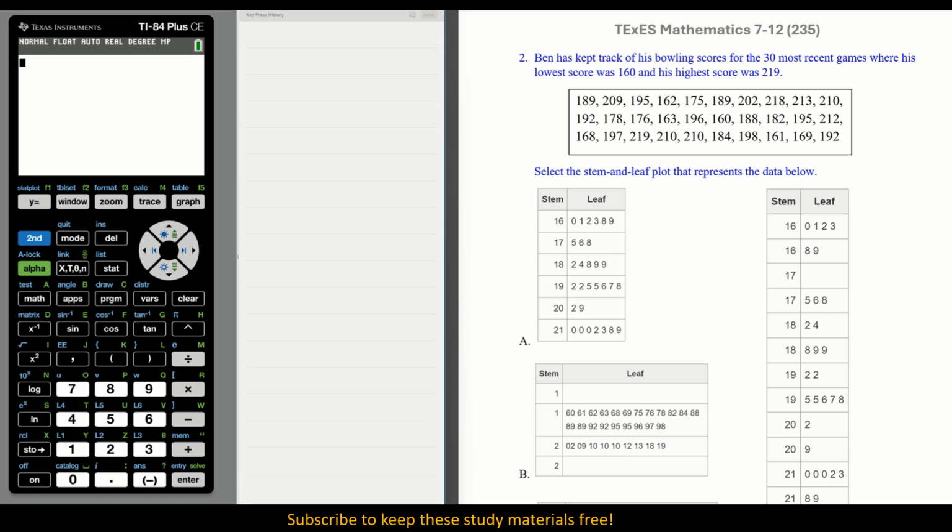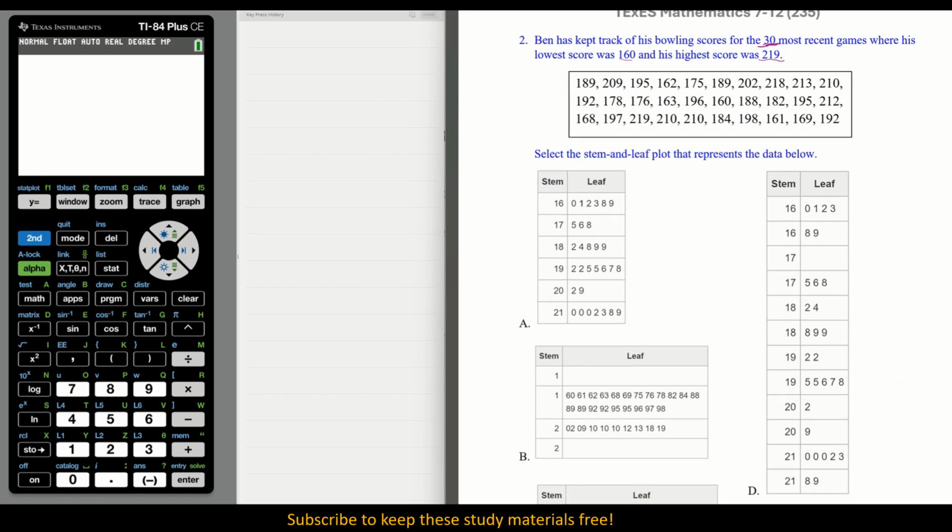Number 2, Ben has kept track of his bowling scores for the 30 most recent games where his low score was 160 and his high score was 219. Okay, and here are his scores, and they're lined up 10 in a row, so we know that's 30. Okay, and we need to, again, identify the stem and leaf that we need to use.